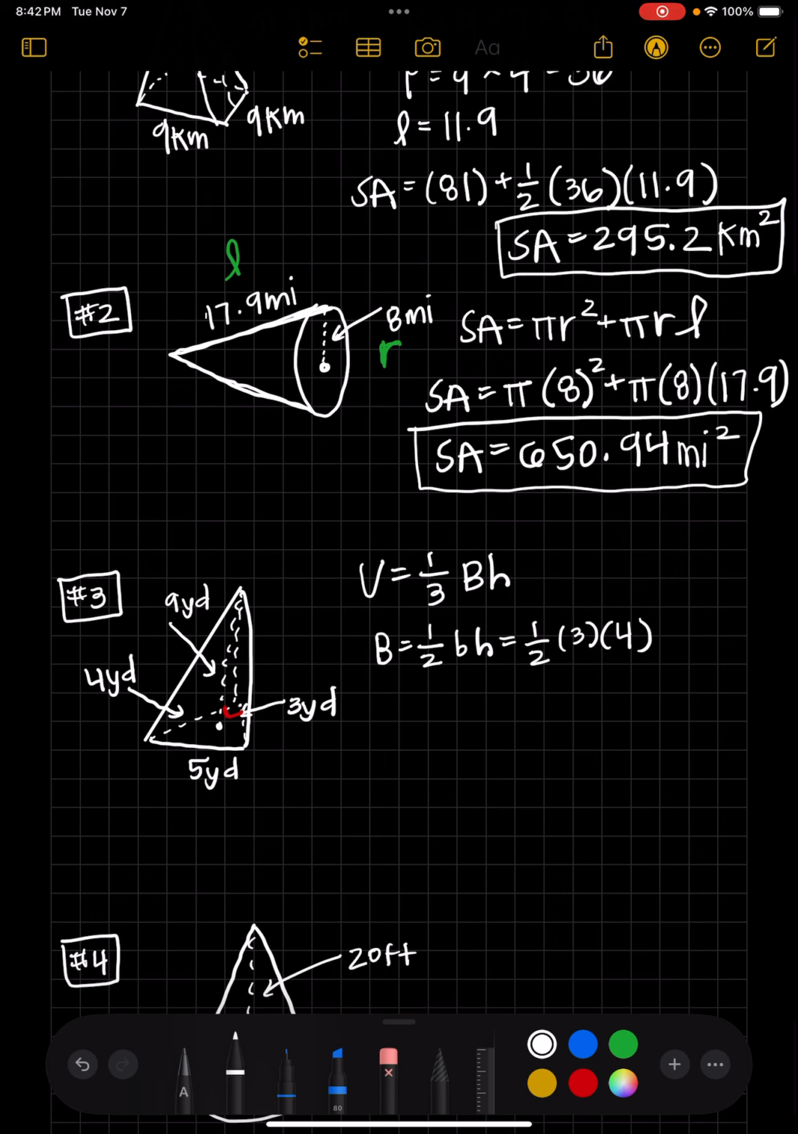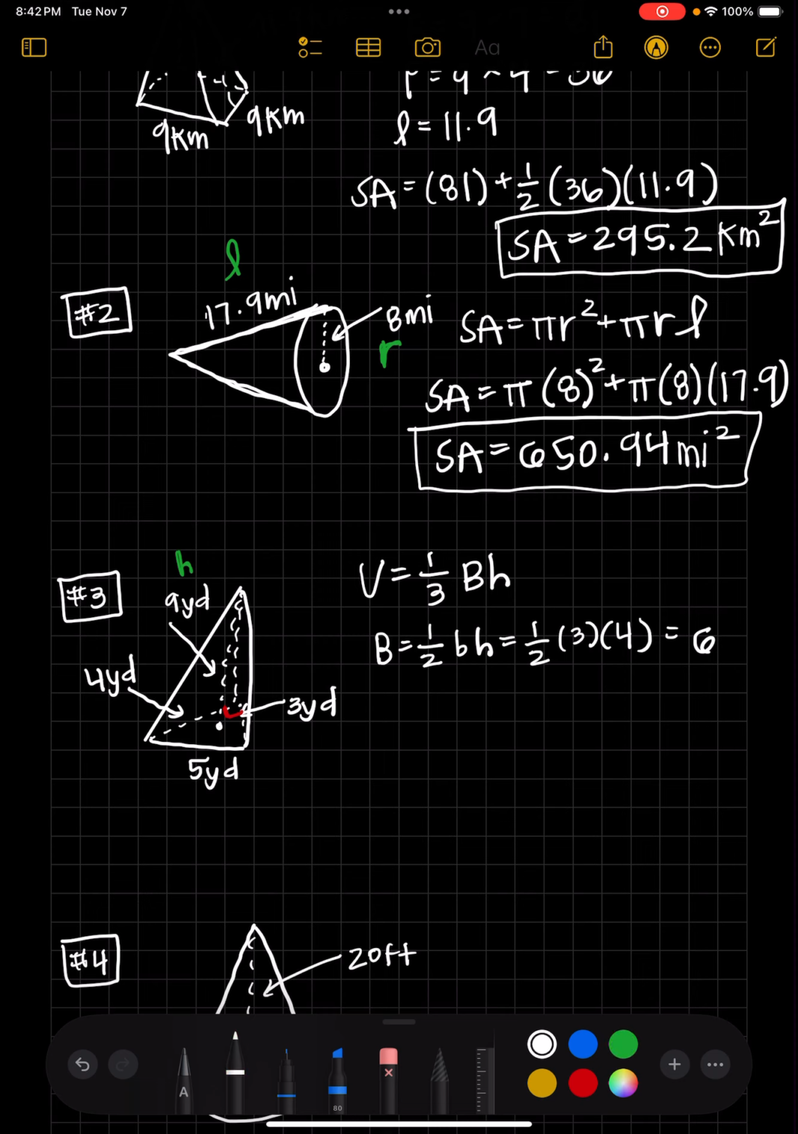So I can plug that in and I would end up with 6 as the area of my base. And then the H in my volume formula for height is the actual height of the pyramid, which in this case is that 9. And I know it's a height instead of a lateral height because it goes from the center of the triangle up.